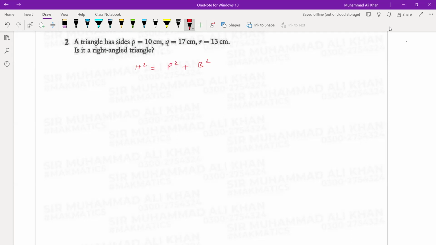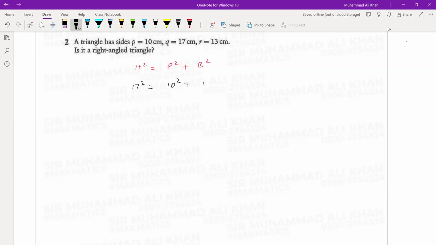Look at the board. Now, from PQR, which one is the hypotenuse side? Q is the hypotenuse side. Why is it the hypotenuse side? Because this one is the longest side. Right? So 17 squared equals perpendicular and base, anyone?